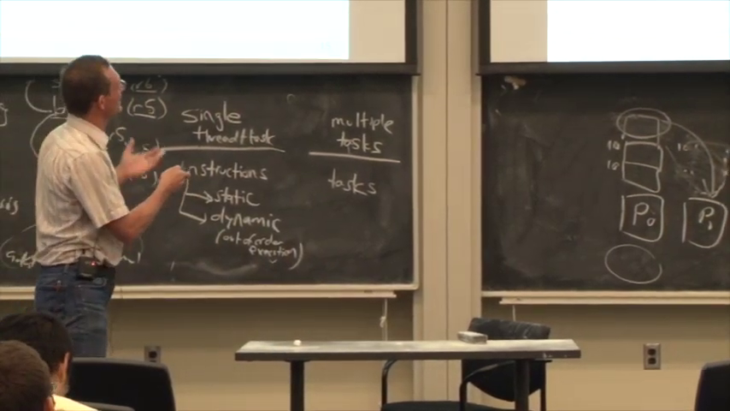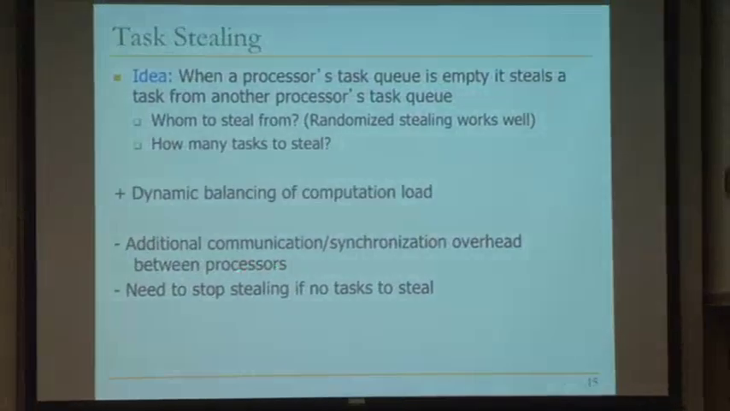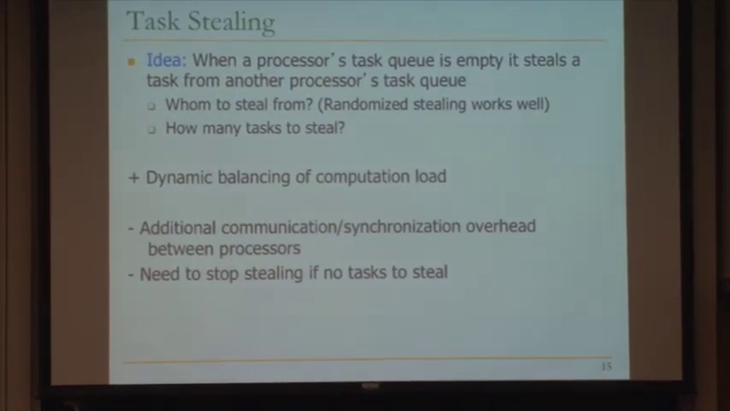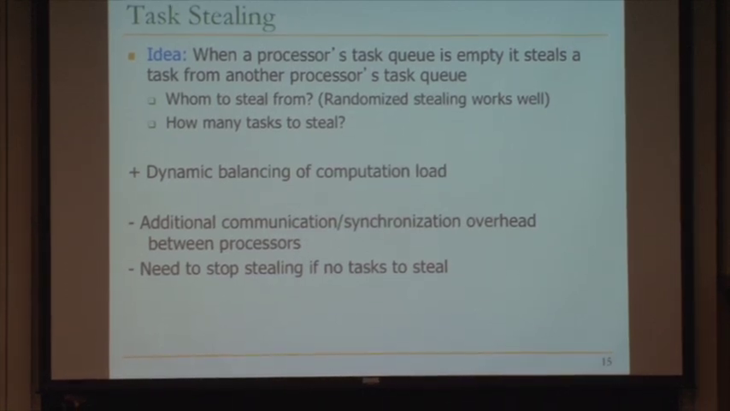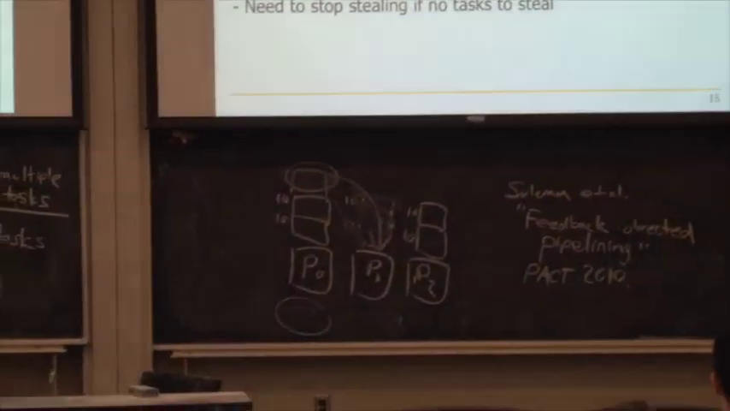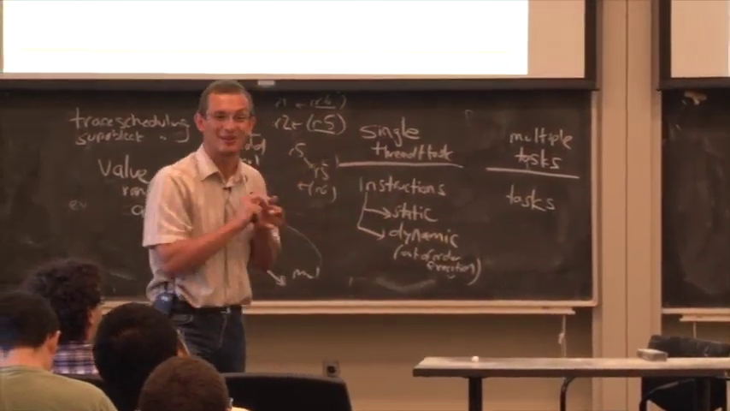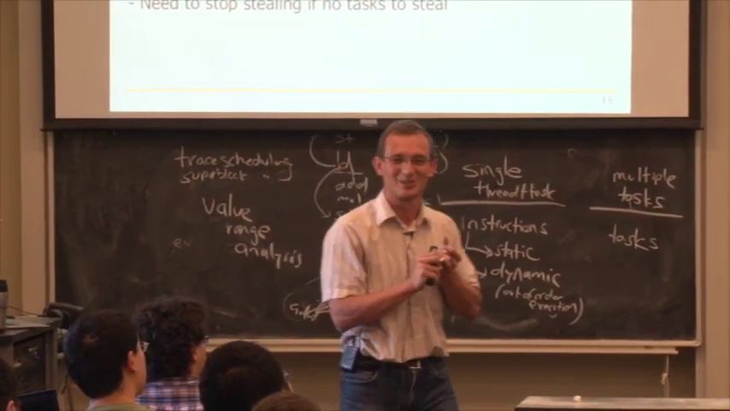Task stealing gives you dynamic balancing of computation load, but it also leads to additional communication and synchronization overhead between processors. This is the second bottleneck in the parallel portion of a parallel program. The parallel portion of a parallel program is not completely parallel because there are overheads. Load imbalance was one we talked about. Synchronization is the other one. Who can tell me what the third one is? I don't have a slide that will talk about that.